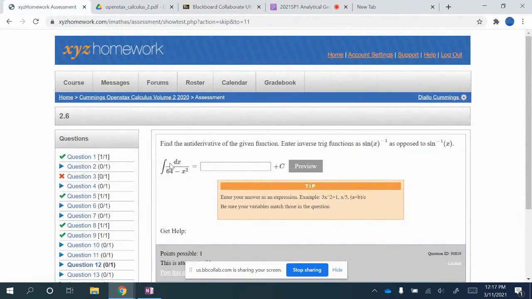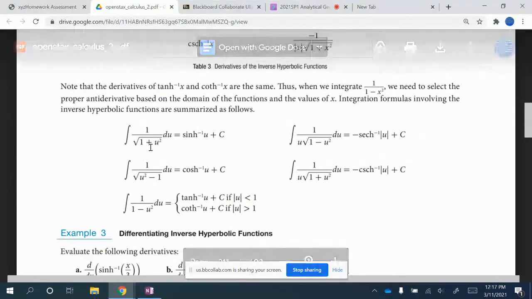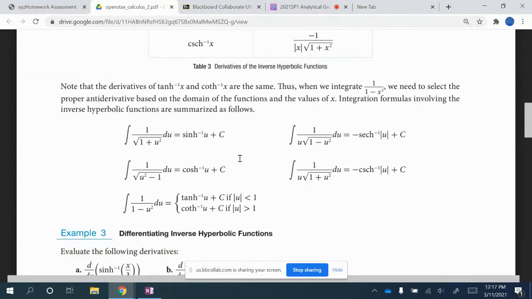Okay, so just to go back, here I'm going to integrate dx divided by 64 minus x squared. And in the directions, I'm asked to enter the inverse hyperbolic trig function for sine. Okay. So I referred back to the formulas. And just notice that I'm looking for the formula that kind of fits my problem.